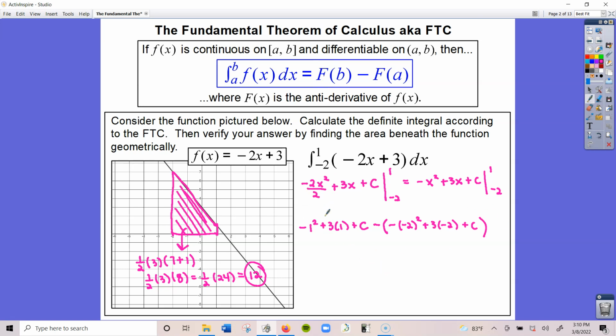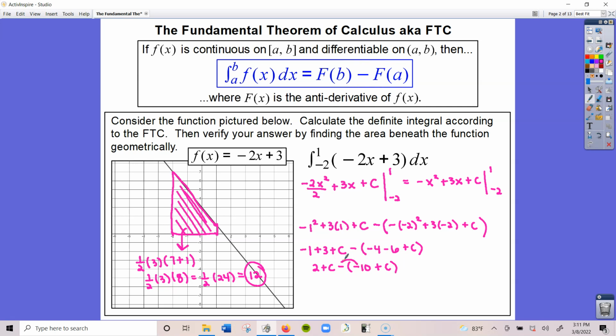Now let's evaluate this as much as possible. 1 squared is 1, and then we have the negative, so negative 1 plus 3 times 1, which is 3, plus c, minus negative 2 squared is 4, and the negative on the outside makes it minus 4, minus 6, plus c. Let's simplify one more time. Negative 1 plus 3 is 2 plus c, minus negative 4 minus 6 is negative 10 plus c.